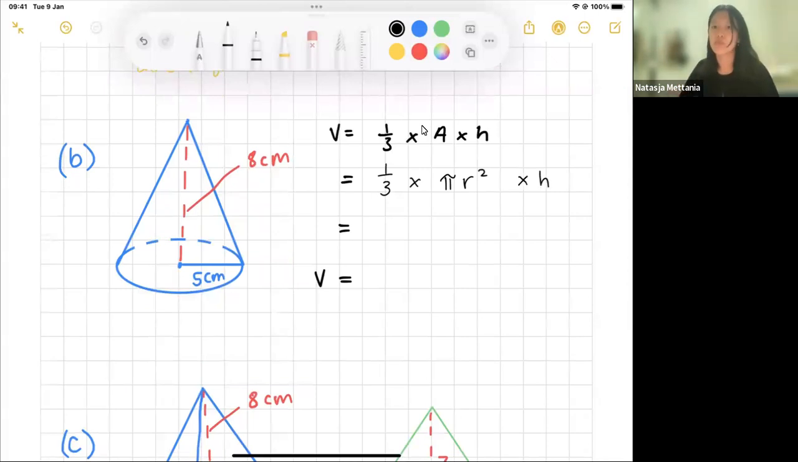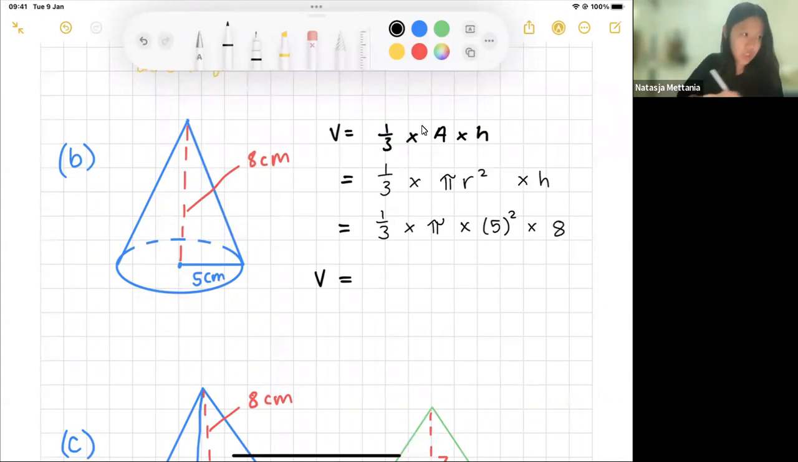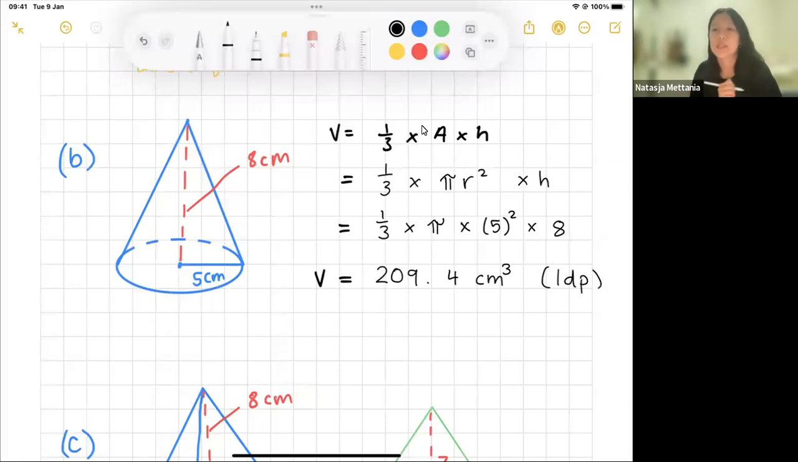If it makes it easy for you, write down the formula before subbing in things, okay? So 1/3 times pi times my radius, which is 5 centimeters. So I'm going to sub that in now. Times radius squared, times my height, my perpendicular height, which is 8. Put that all into your calculator and you will get 209.4 centimeter cube. And I'm going to write down 1 decimal place.